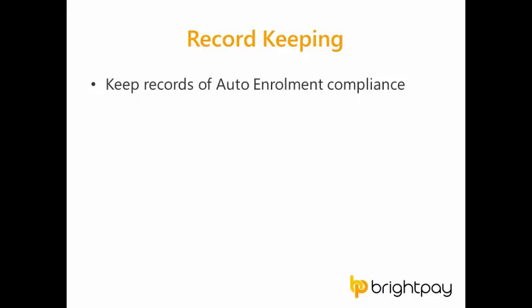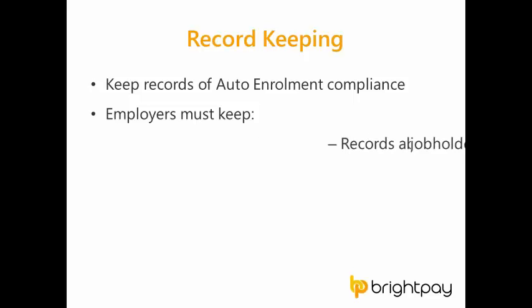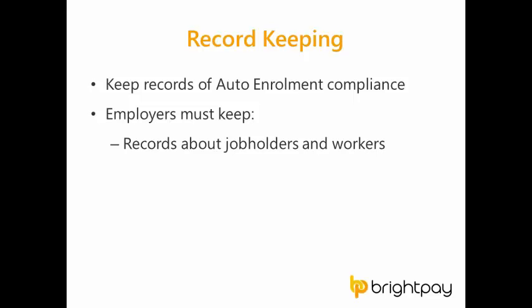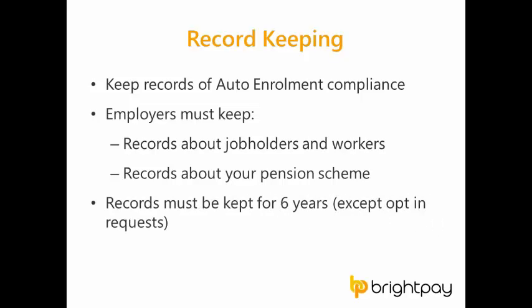Employers must keep certain records on aspects of their compliance with the new duties. Employers must preserve these records and produce them to the regulator if requested. By law, there are two different types of records that an employer must keep. These are records about job holders and workers, for example, name, national insurance number, opt-in notice and joining notice, and records about the pension scheme, for example, employer pension scheme reference and scheme name and address. Most of these records must be kept for a minimum of 6 years, with the exception of those relating to opt-outs, which must be kept for 4 years.